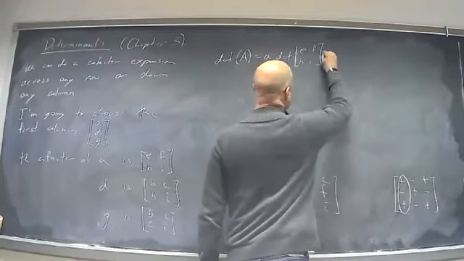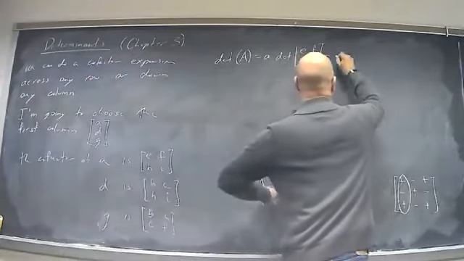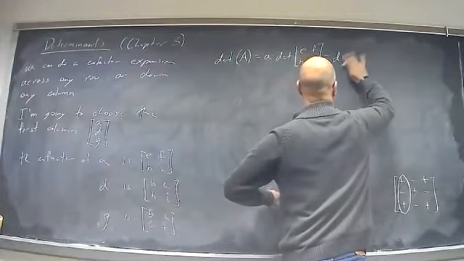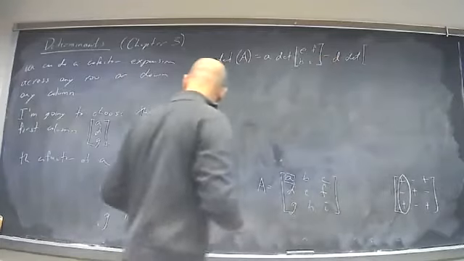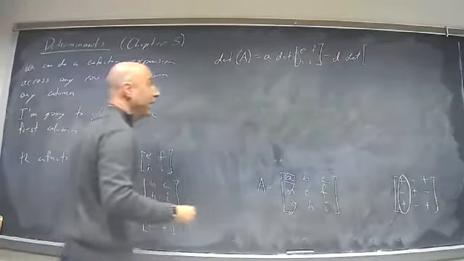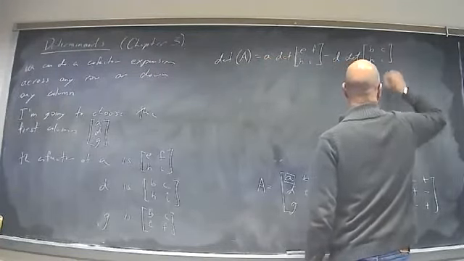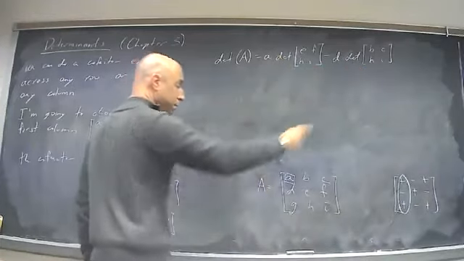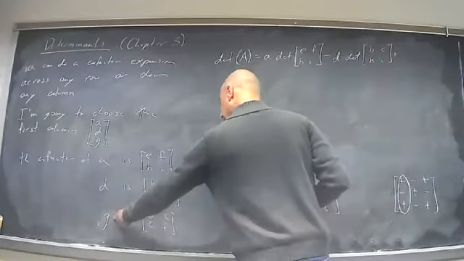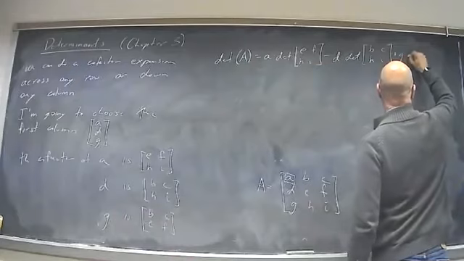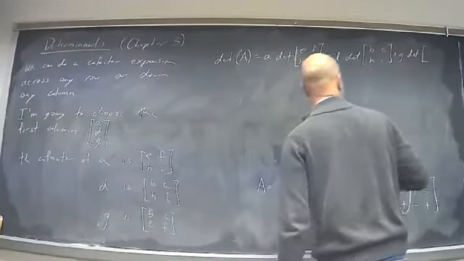Minus the next entry in that column, which is D, times the determinant of its cofactor, BCHI. Plus the last thing in that column, G, times the determinant of its cofactor, which was BCEF.